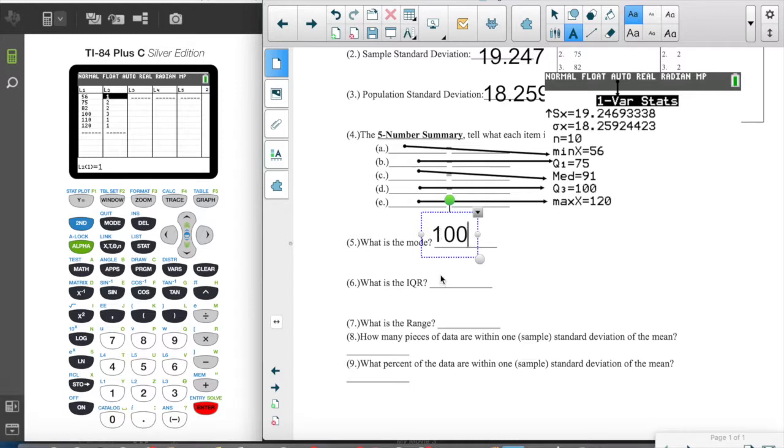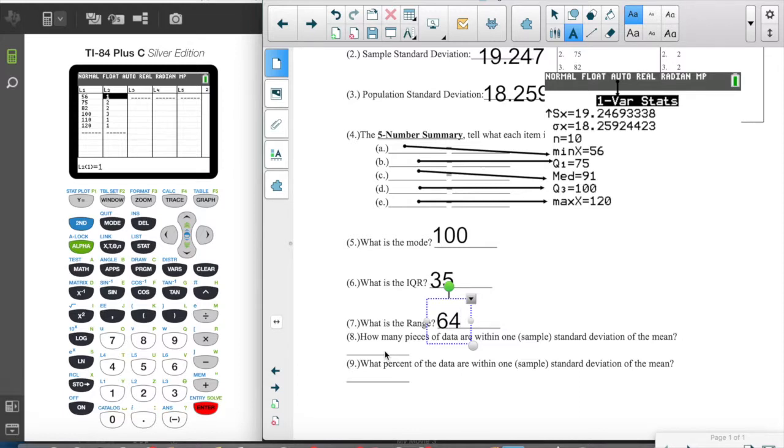Then our interquartile range is going to be 35. The range is the largest number subtracted from the smallest number, basically the difference, and that is going to be 64. So we'll put that right here where they ask for it.